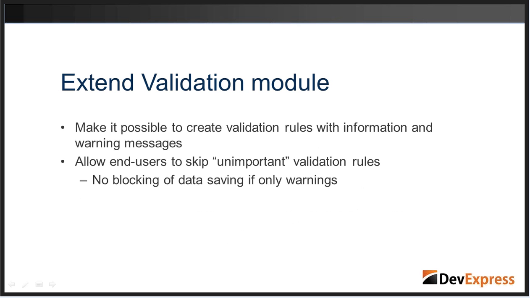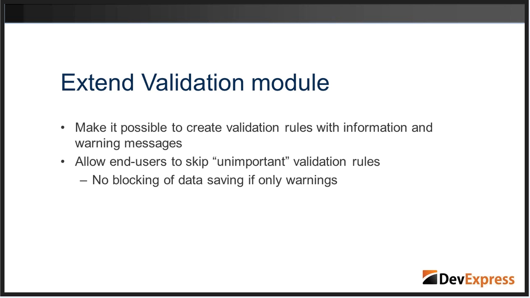We want to be able to create validation rules with better description information and the ability to have warning messages. And part of this is the ability to allow end users to skip what we might call unimportant validation rules which are failing. In other words, just a warning, we don't particularly care, or the application developer doesn't really care whether data gets added to the database with these validation rules failing. So we want to be able to stop blocking data saving if there are only warnings.